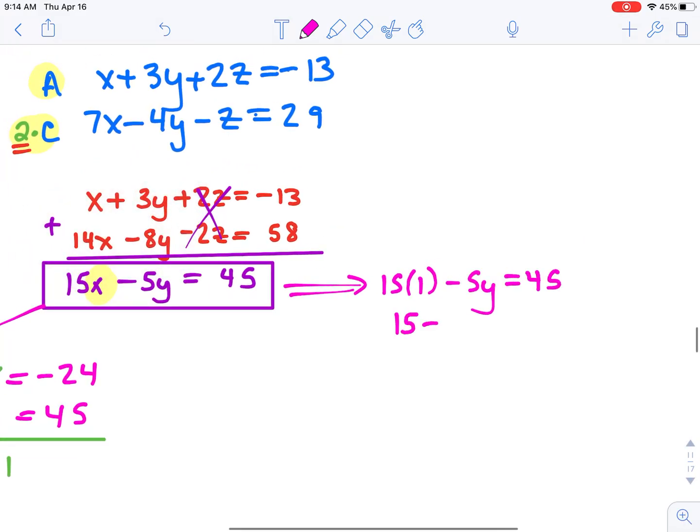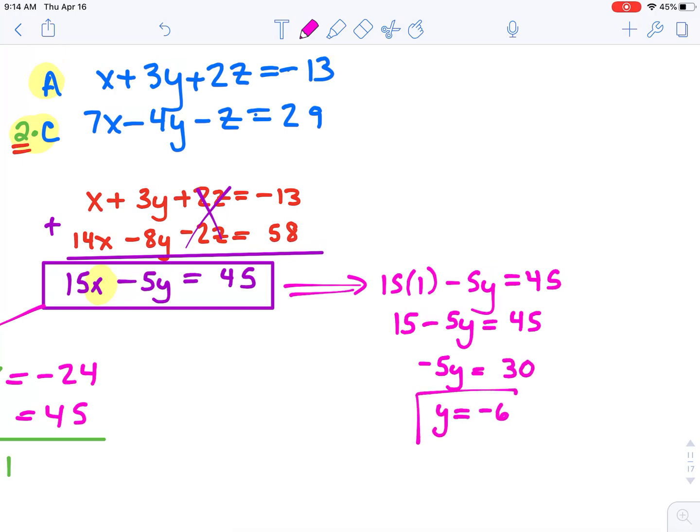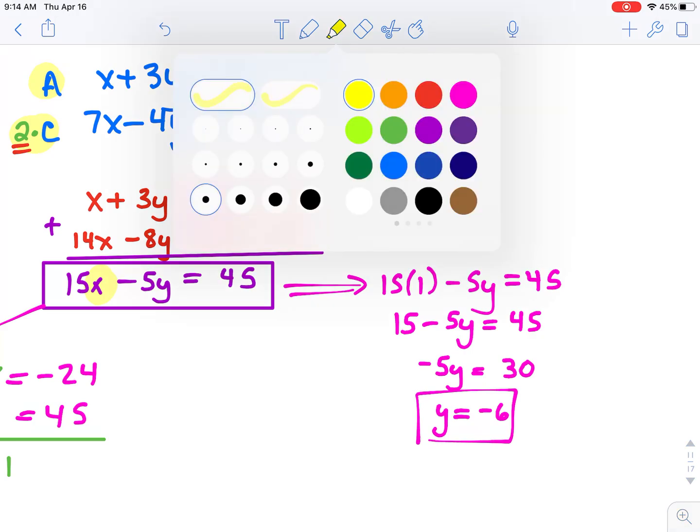So 15 minus 5y equals 45. Subtract 15 to get 30. And divide by -5 to get -6. And let's box that answer.